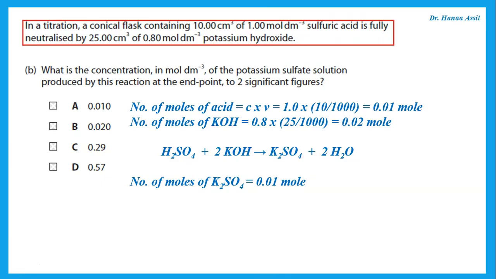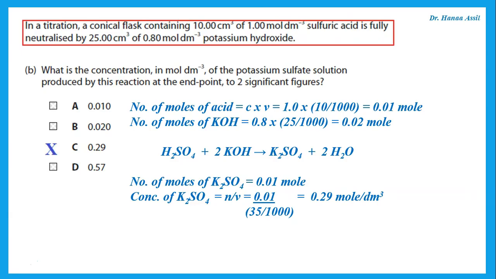Now we are looking for concentration. Concentration is number of moles over the volume. What is the volume? Remember, we put 10 cm³ of sulfuric acid on 25 cm³ of potassium hydroxide. That means at the neutral point, the total volume is actually 35. So that's what you use to get the concentration, and that gives a concentration of 0.29.